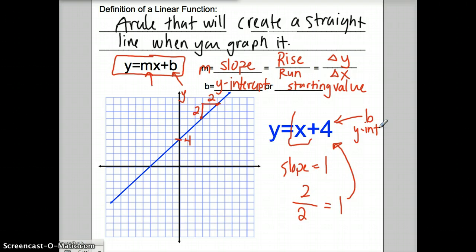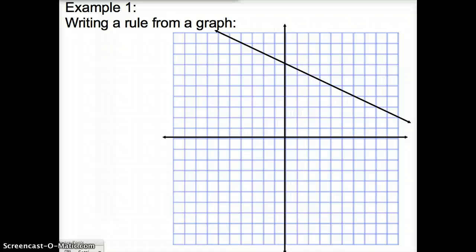So that's a quick review of your rules and how they appear in the graph and what those numbers mean in the rule as well as the graph. So let's take a look at some problems that you're going to have to be able to solve in order to show that you understand this concept.